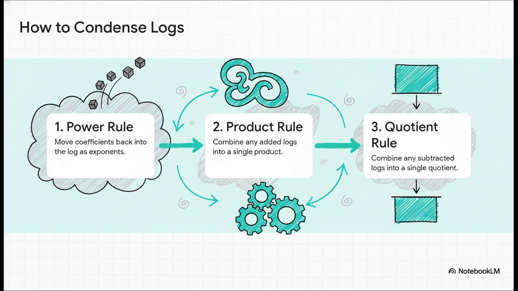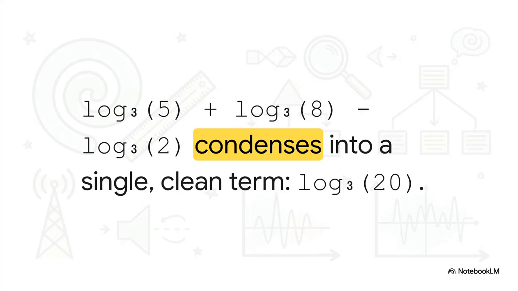Now for our other superpower, condensing. And you probably guessed it, this is just the reverse process. First, use the power rule to take any numbers out front and move them back up into the exponent. Then, use the product rule to squish any added logs together into a single product. Finally, use the quotient rule to combine any subtracted logs into one big fraction. Let's look at an example.